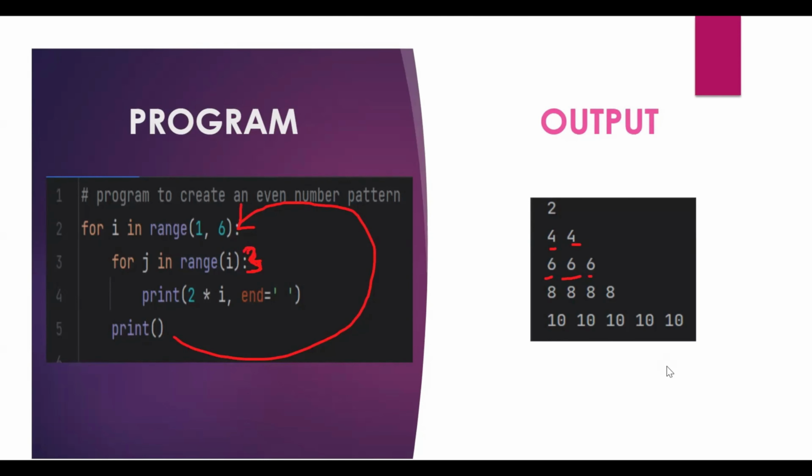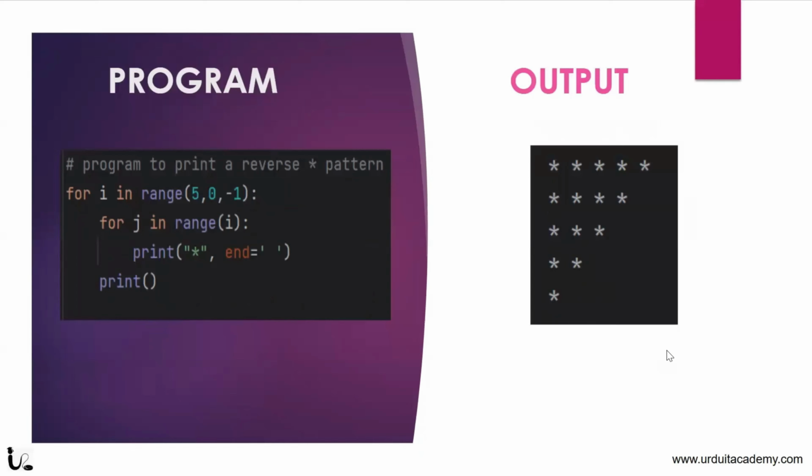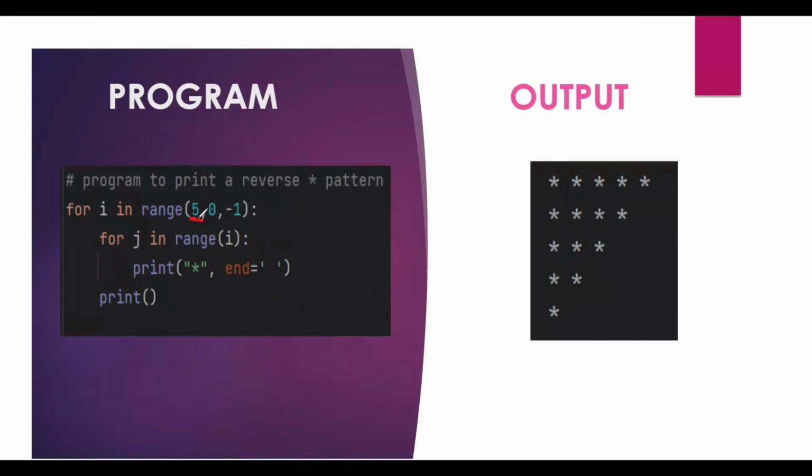Now the next question was to create a program to print a reverse star pattern. To print a reverse pattern, whenever we are adding the for loop for i in range, we need to specify the starting number here. Imagine I just added 5. Whichever number you want, you can add. I just want 5 lines of pattern, so I wrote 5 there. And the limit is 0.